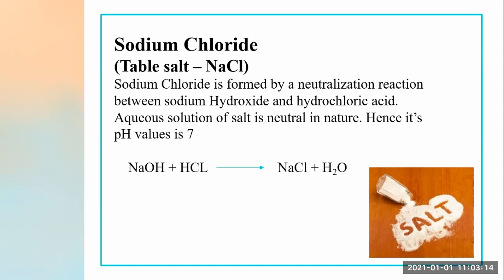Now see, when we check water, it is neutral in nature. In the same way, when we check the solution of salt, we will find that it is neutral in nature. Hence, what will be the pH value of this salt? The pH value of salt will be 7, because it is neutral in nature.